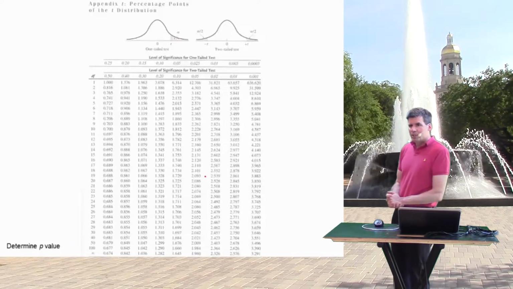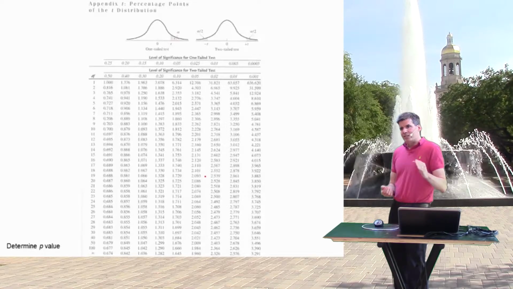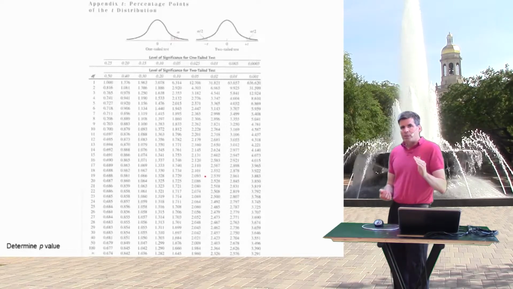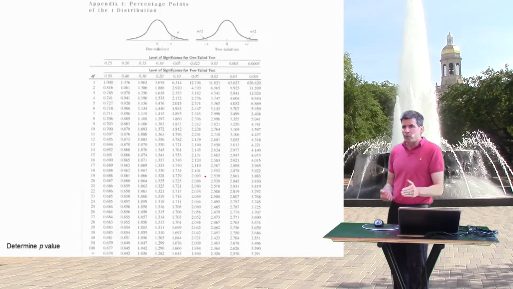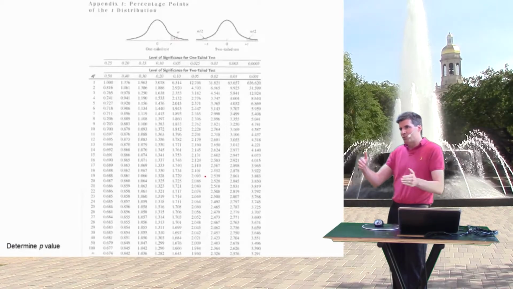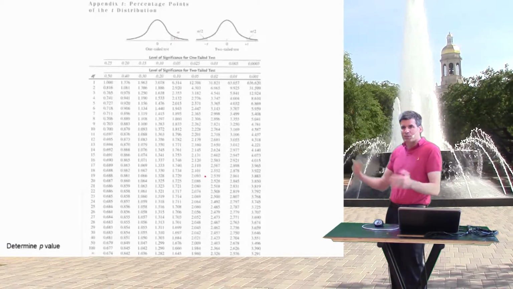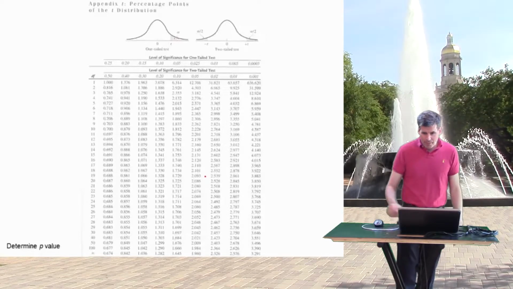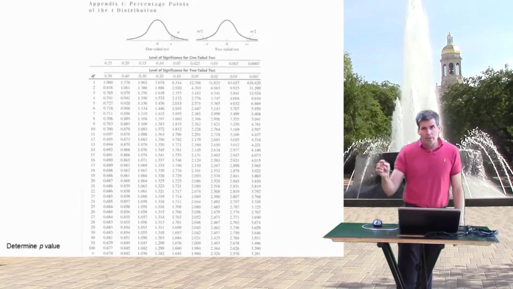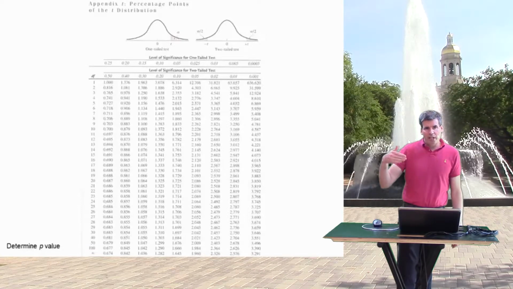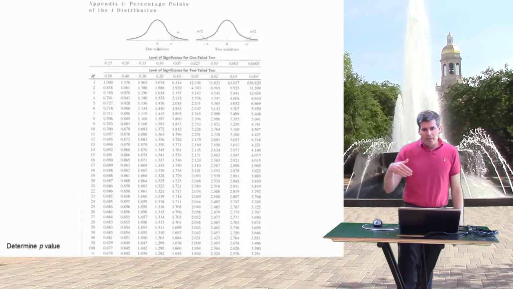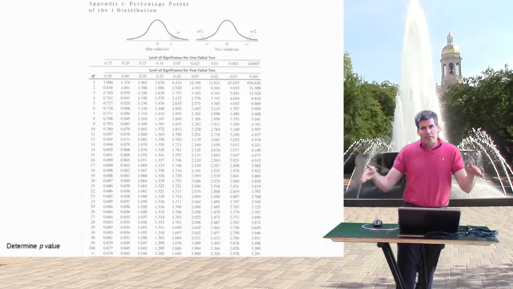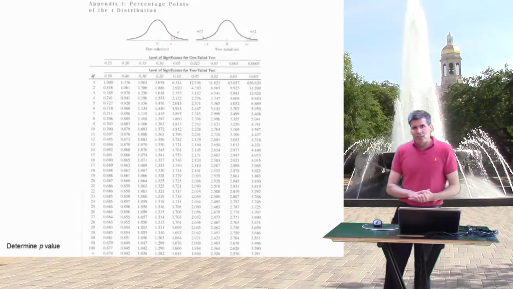Now, one thing to note in this table is that you are not going to be able to give me a precise p-value. We cannot say p is exactly equal to, like, 0.032 or something like that. But instead, we're going to be dealing with inequalities. And also recall that the t-distribution is a different distribution for every different degrees of freedom.